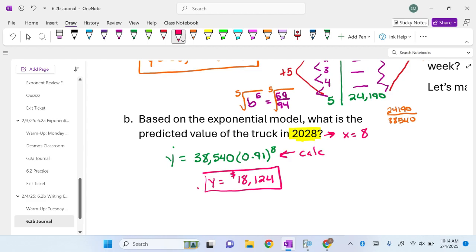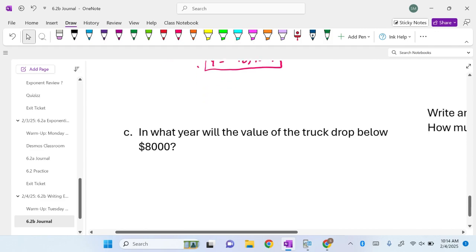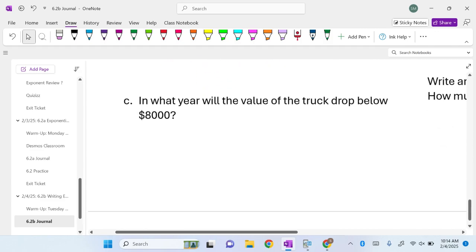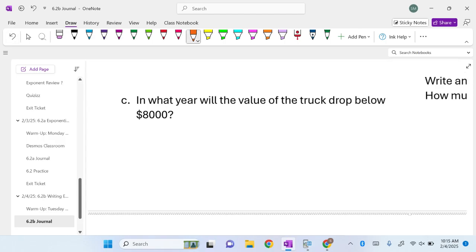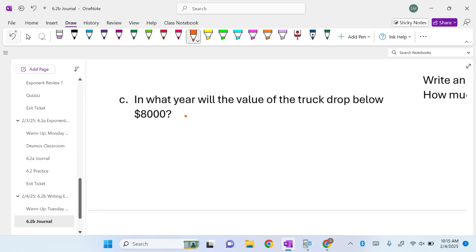All right, last one. In what year would the value of the truck drop below $8,000? So, in other words, they want us to find the X value. Now, that means this 8 grand is your Y value, and they want us to find the X value because we're talking about what year.